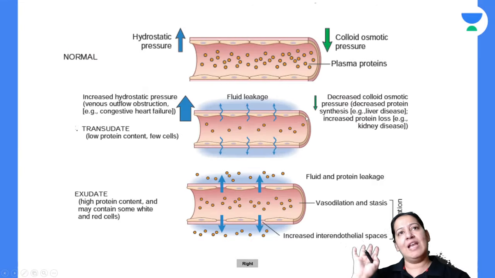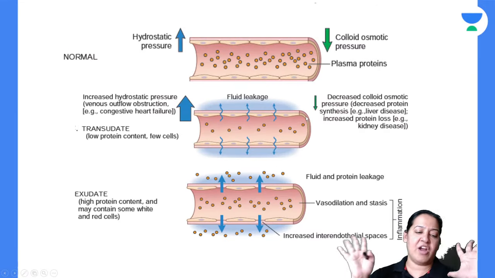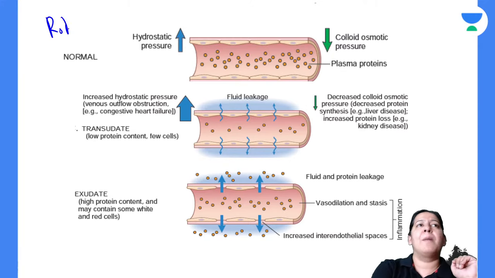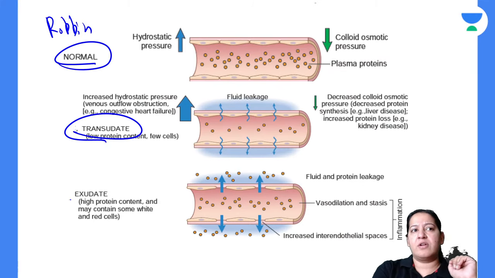So I would like to tell you the differences. Now see the best diagram I can quote here. The diagram is from Robbins. You can see. A beautiful diagram. So the first one is the normal, the second is the transudate, the third is the exudate. Let me explain the three diagrams in sequence.